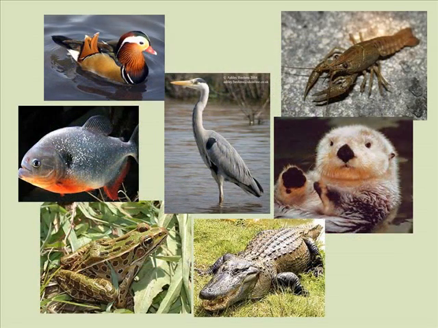Here's an example of a freshwater biome. And here are some of the animals that you would find in a freshwater biome. Top middle would be a heron. Top right would be a crayfish. Middle right is a little river otter. Bottom right, alligator. Bottom left, frog. Middle left, piranha. And our top left would be a duck.